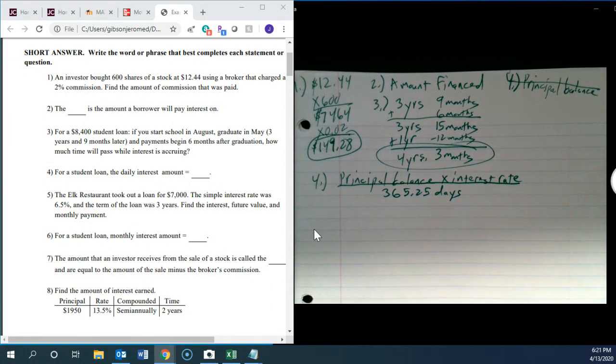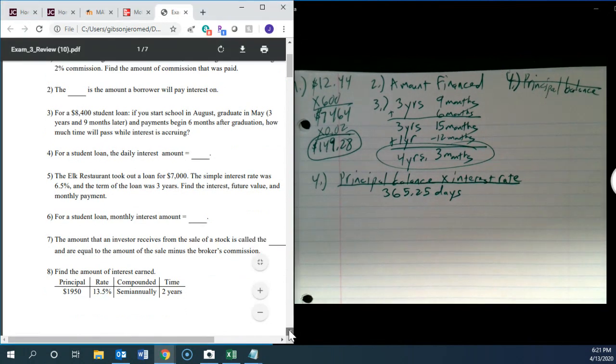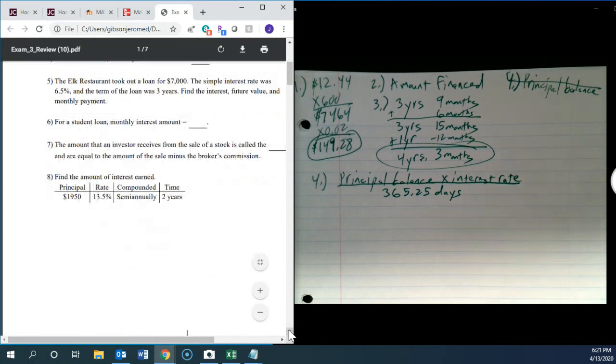Now we go to number 5. It says the Elk Restaurant took out a loan for $7,000. The simple interest rate was 6.5%, and the term of the loan was 3 years. Find the interest, future value, and monthly payment. Okay. So they want us to find three different answers here.